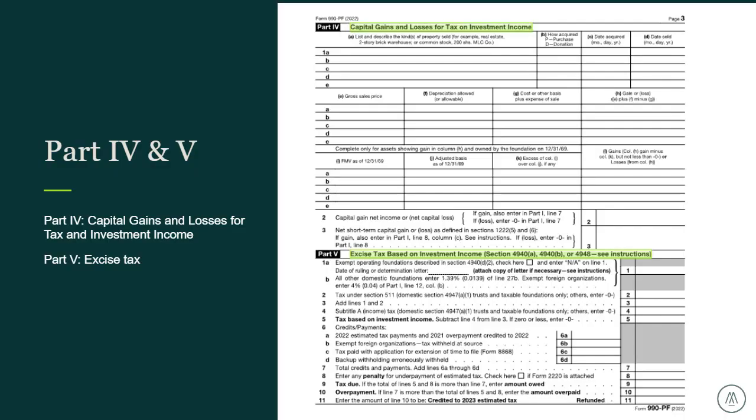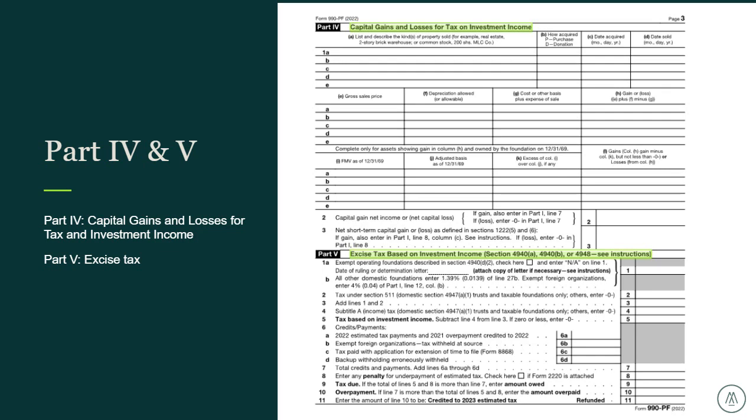All right, let's dig deeper. Part 4, some more numerical stuff, the capital gains and losses for tax and investment income. This is really where you describe the kind of property that was disposed of during the year. Do note there are some exceptions to which columns need to be filled out based upon the asset that was disposed of. So there are some exceptions where you may not necessarily have to fill out all of these columns.